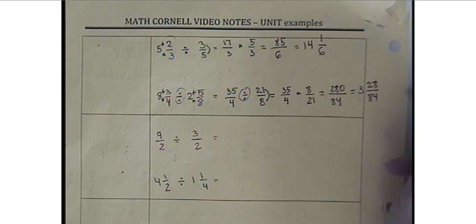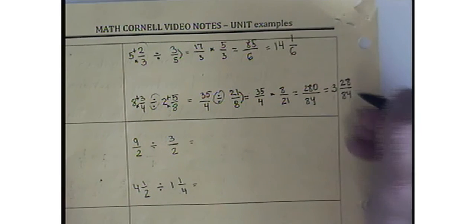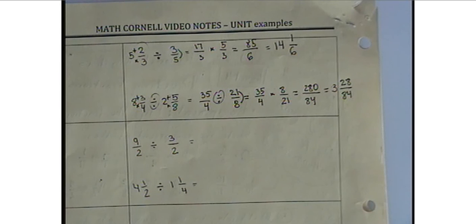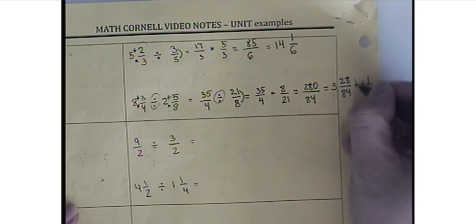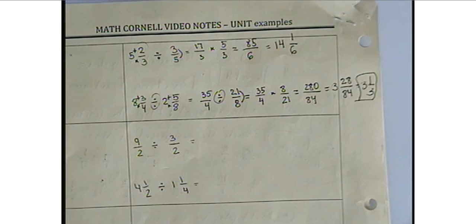And we can actually keep simplifying here. So 28 over 84, as a fraction, will be 1/3. So this will be 3 and 1/3 if you simplify all the way to the end.